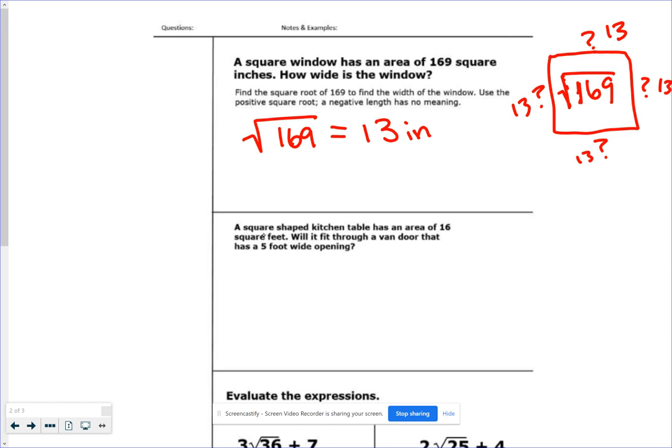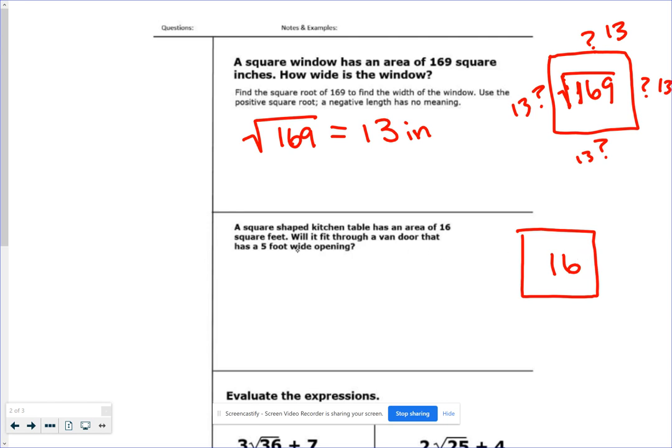All right, let's go to the next one. Maybe you want to try this one on your own. Pause the video. All right, hopefully you tried it. A square-shaped kitchen table has an area of 16 square feet. So let's draw this table again. So it has an area of 16 square feet.